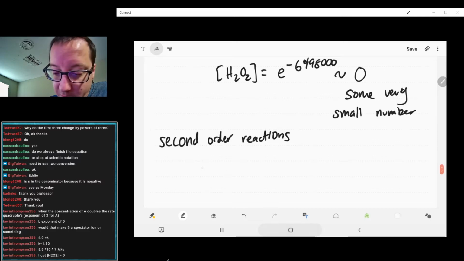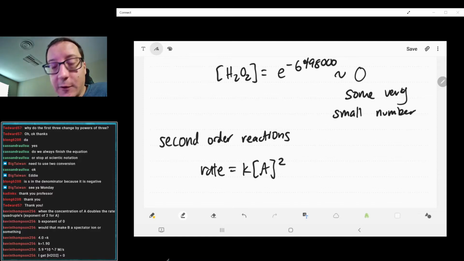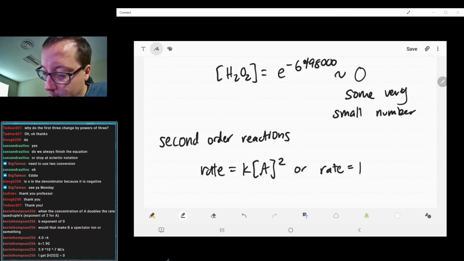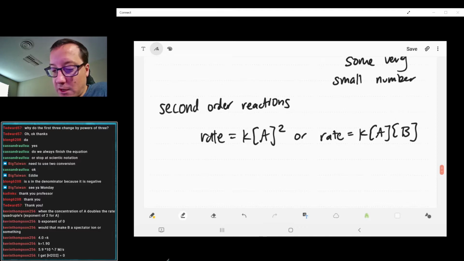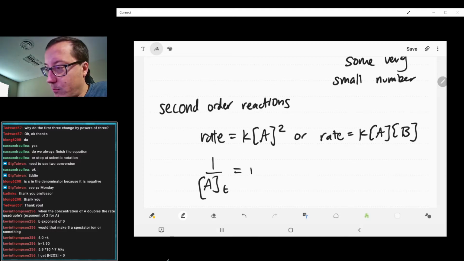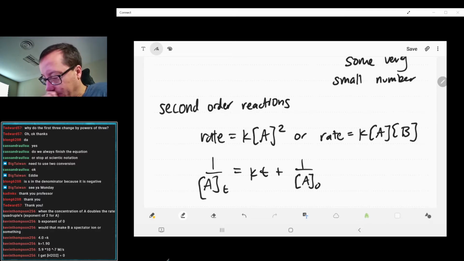So a second order reaction can look like this, that we saw in that first example. Or another one could be K times A times B. These would be examples of second order reactions. Either one would work. When we end up doing the integration of these, we get 1 over the concentration of A is equal to positive kt plus 1 over our initial concentration. This is what happens when we integrate these.